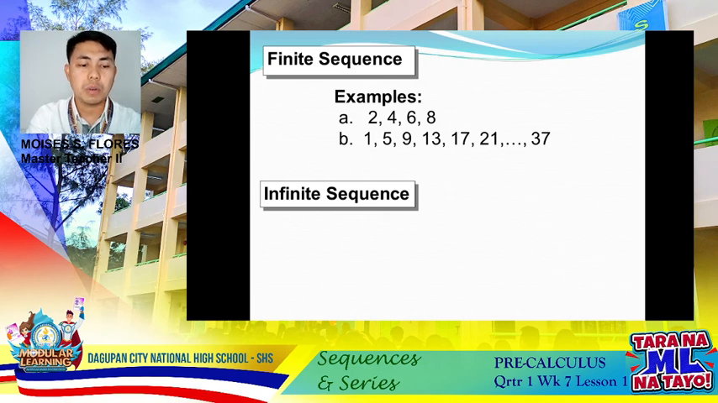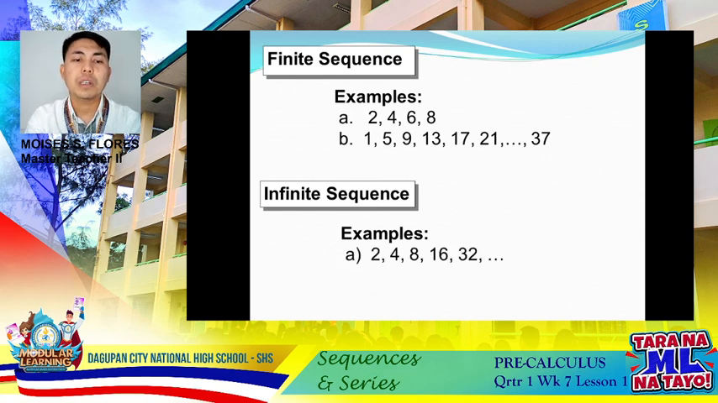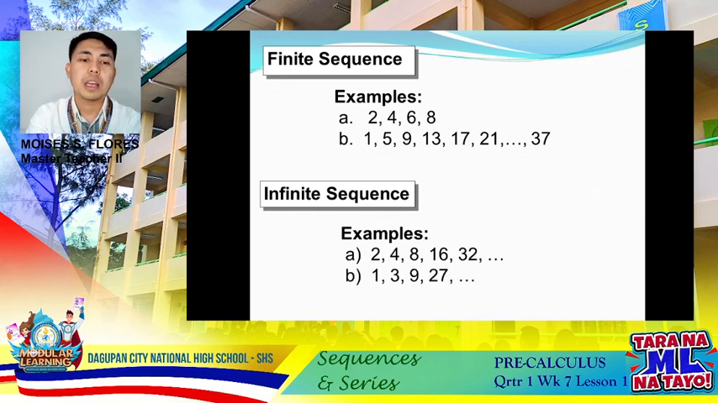An infinite sequence has an infinite number of terms, thus the last term is not indicated. For example, 2, 4, 8, 16, 32, and so on. The ellipsis indicates that the last term is not identified, because it is infinite. Another example is 1, 3, 9, 27, and so on, where the ellipsis denotes an unlimited number of terms. The notation a sub n represents the nth term, or the general term, of the sequence.